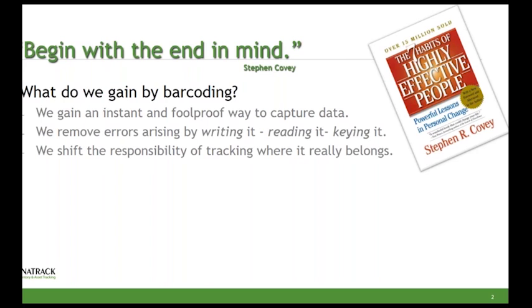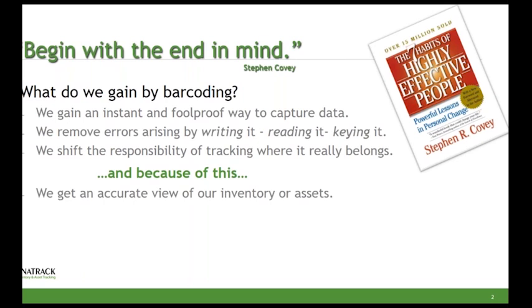The other point that's very important on what we're trying to do here with barcoding is to shift the responsibility for tracking whatever we're dealing with, whether it be inventory or a fixed asset, to where it really belongs. And that typically is the person that is standing right in front of the piece of inventory or the asset. Once we do that, what we get is an accurate view of our inventory or assets. It's up to date. We have the correct items, the correct quantities, the correct locations.